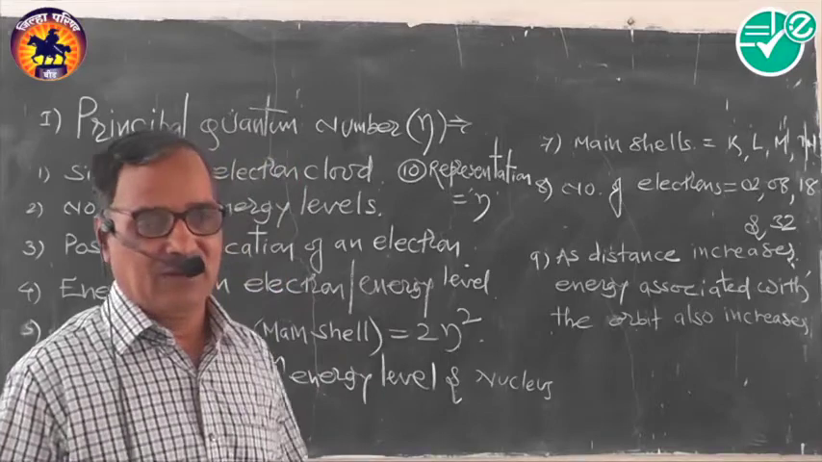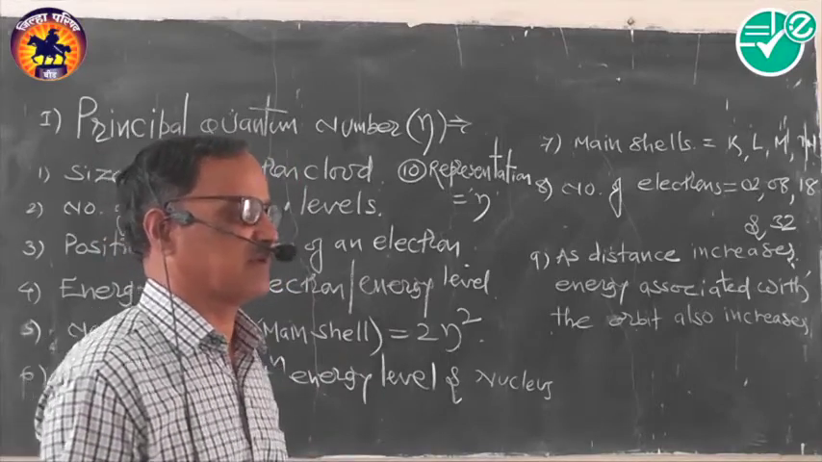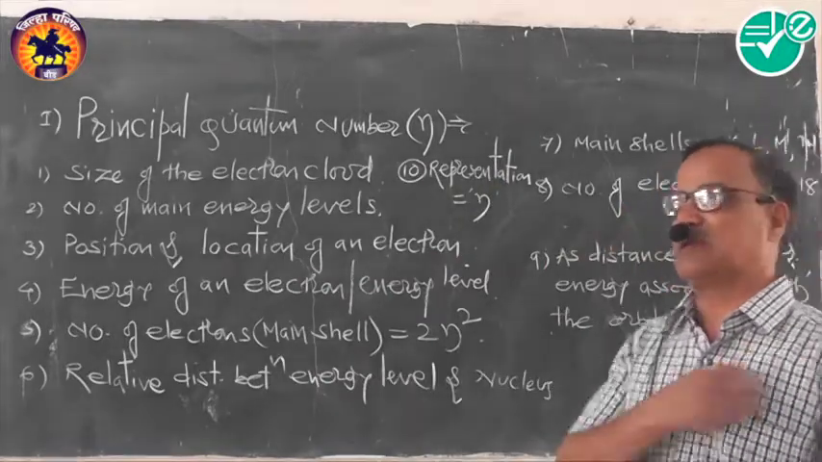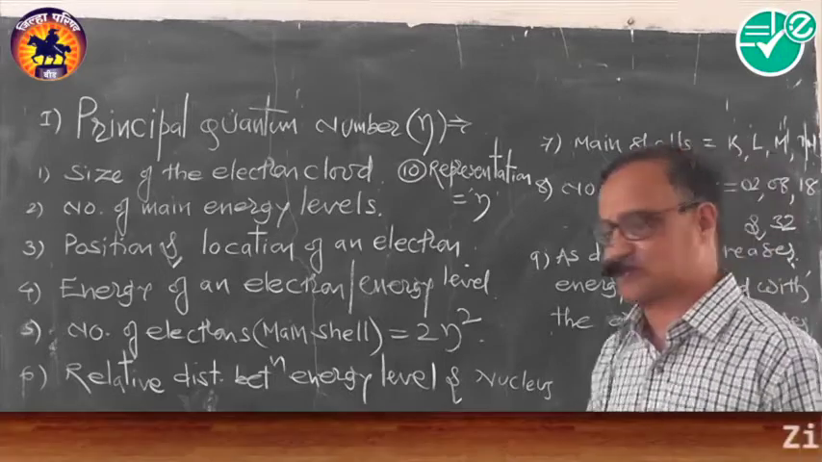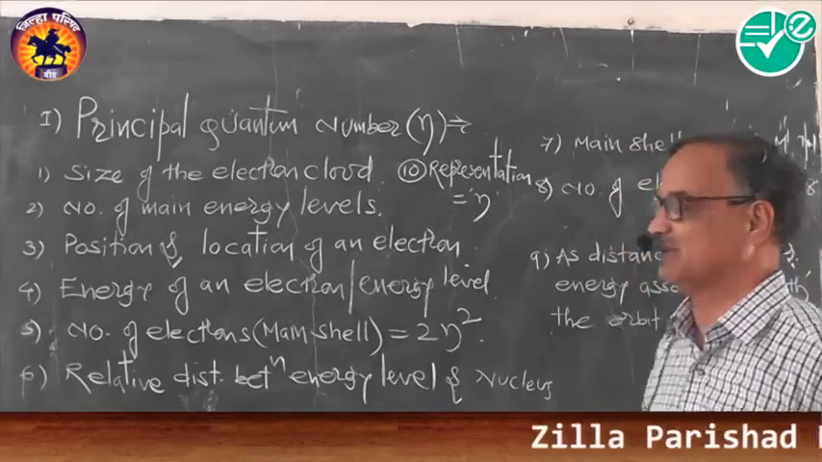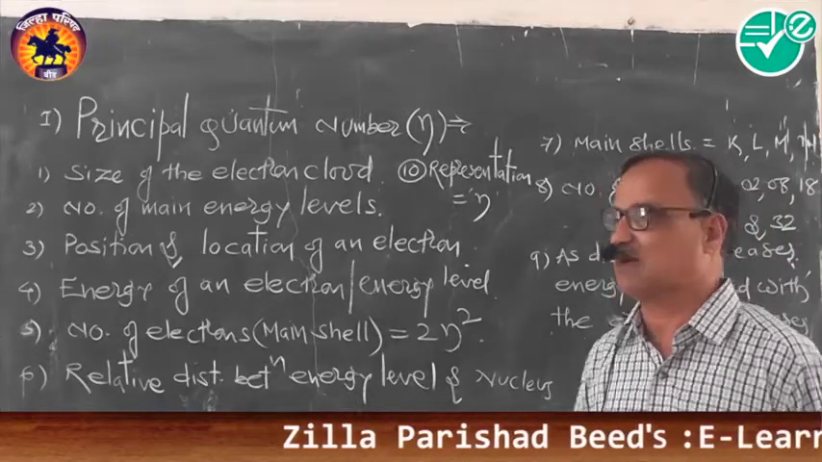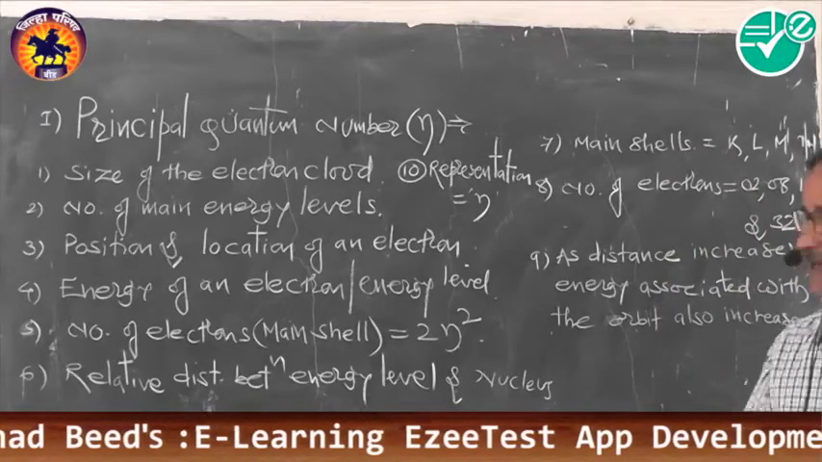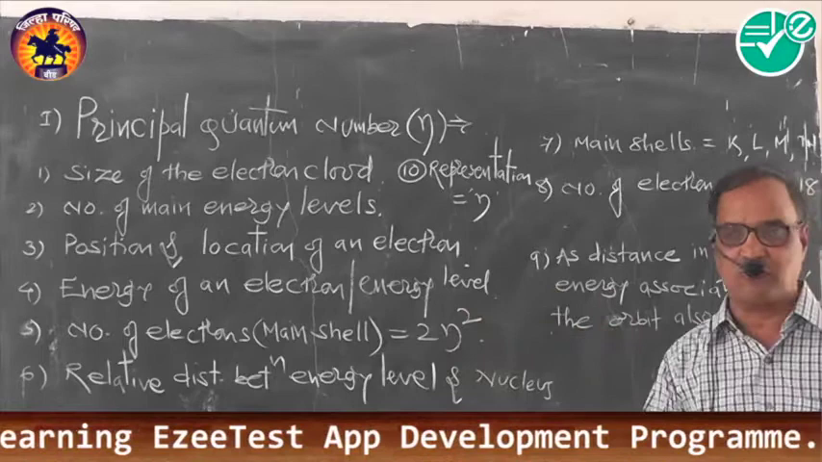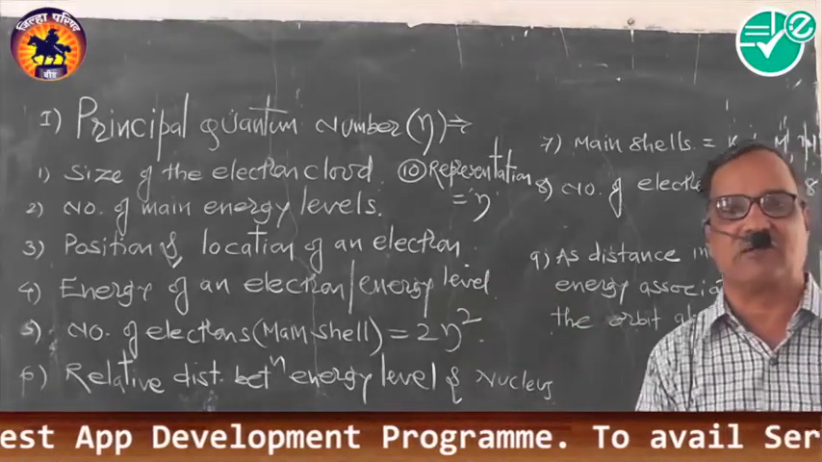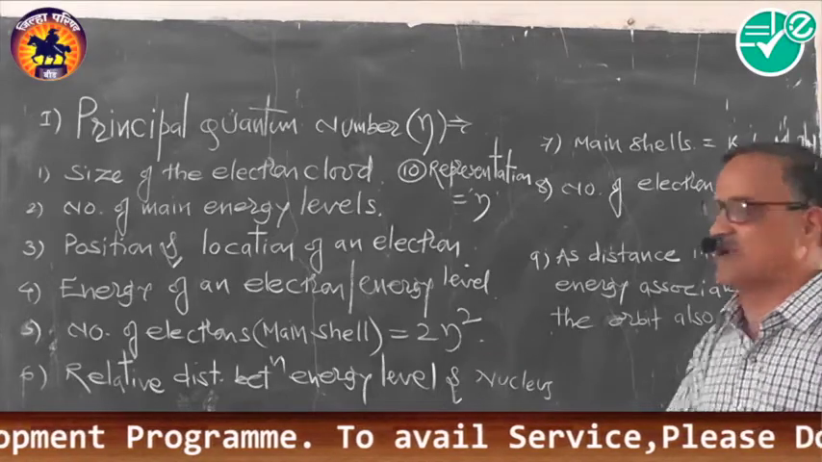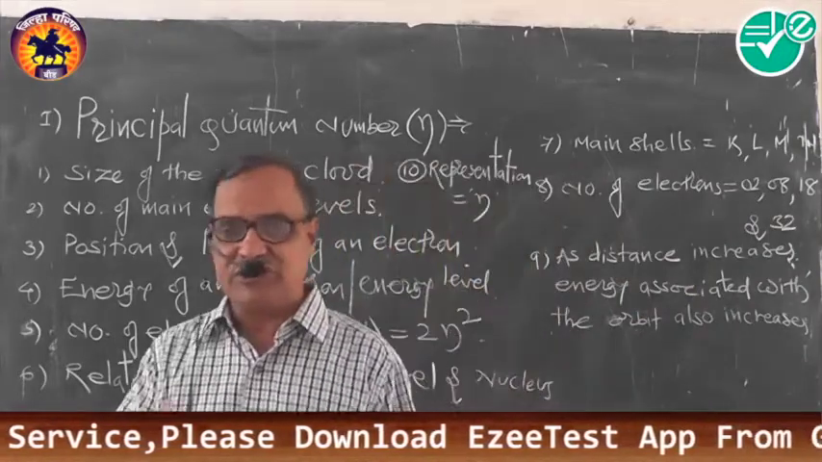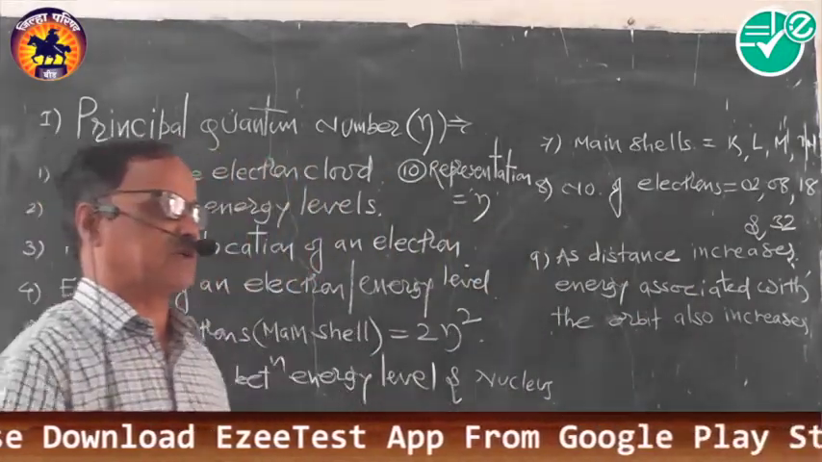So today we start with the first quantum number, that is the principal quantum number. What is the principal quantum number and what are its characters or special features? The principal quantum number can be discussed in 10 different points. This quantum number gives the size of the electron cloud. Principal quantum number gives the size of the electron cloud.